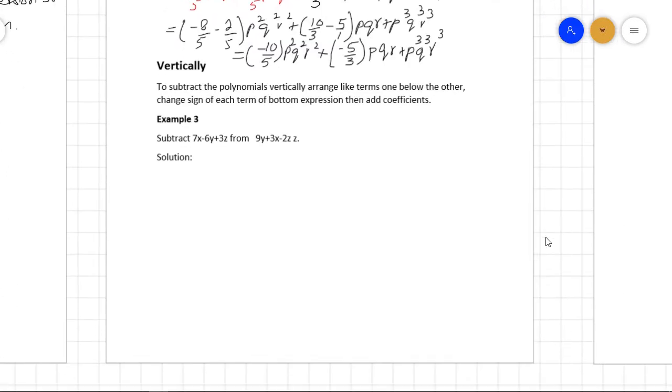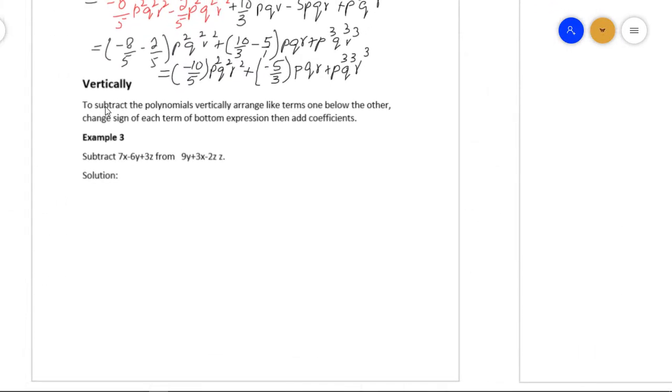Okay, now we are going to subtract the polynomials vertically. To subtract the polynomials vertically, you just have to arrange like terms one below the other, same as you have done in addition, and then change the sign. This one is different, that change the sign of each term of bottom expression. The first step is same like addition, that you have to arrange like terms one below the other. After that, you have to change the sign of each term of bottom expression. Okay, and after that you have to add the coefficients.